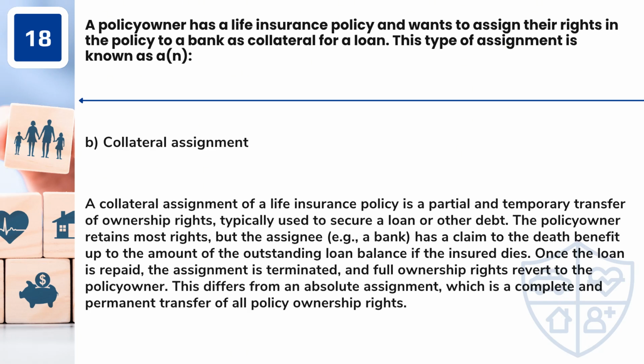Answer: B. Collateral assignment. A collateral assignment of a life insurance policy is a partial and temporary transfer of ownership rights, typically used to secure a loan or other debt. The policy owner retains most rights, but the assignee, for example a bank, has a claim to the death benefit up to the amount of the outstanding loan balance if the insured dies. Once the loan is repaid, the assignment is terminated, and full ownership rights revert to the policy owner. This differs from an absolute assignment, which is a complete and permanent transfer of all policy ownership rights.